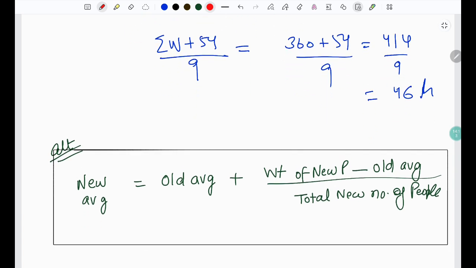Now there's another formula for it which says the new average in these situations is the old average plus the weight of the new member minus the old average, over the total new number of people. Okay, let's see the next question.